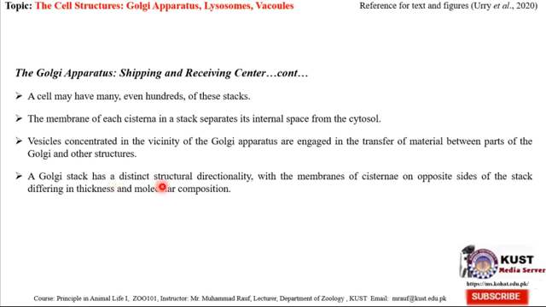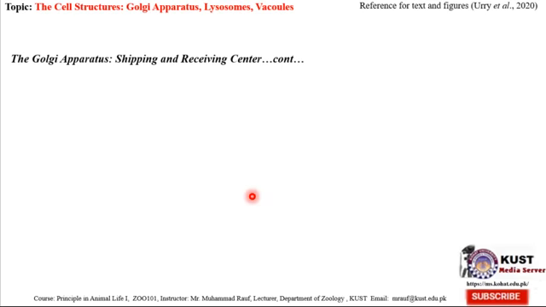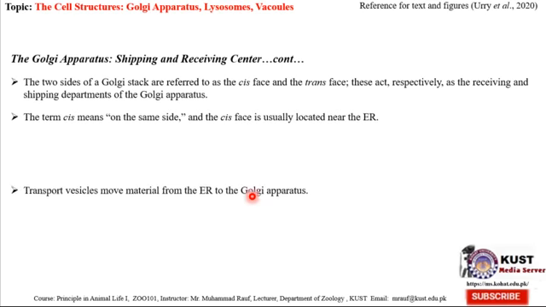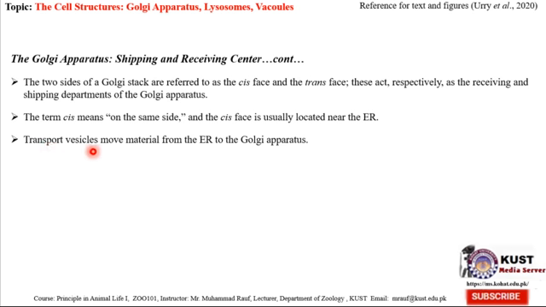A Golgi stack has a distinct structural directionality. The cis side is the one facing towards the endoplasmic reticulum, and the trans side is the opposite side, or the side facing towards the cell membrane. The transport vesicles move material from the endoplasmic reticulum, and these vesicles fuse to the cis side of the Golgi apparatus, and then the material and the vesicles move through various cisternae, and finally they are budded off at the trans side. During this journey from the cis side to the trans side, the vesicle matures.